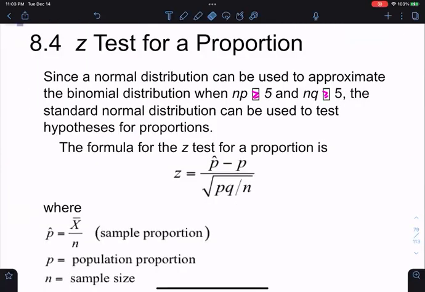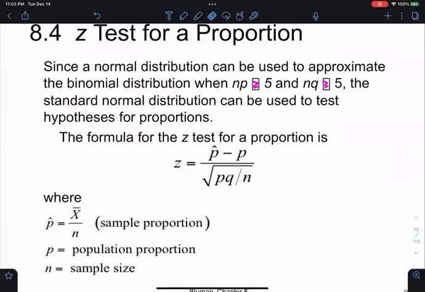Z-test for a proportion, since the normal distribution can be used to approximate the binomial distribution when np is greater than or equal to 5 and nq is greater than or equal to 5. The standard normal distribution can be used to test hypotheses for proportions. The formula for the z-test for proportion is this one, where p hat is the sample proportion, p is the population proportion, and n is the sample size.